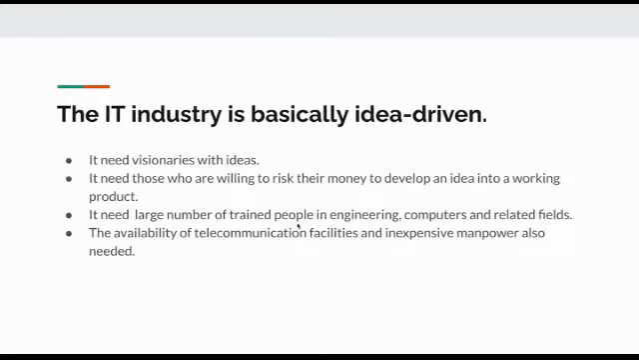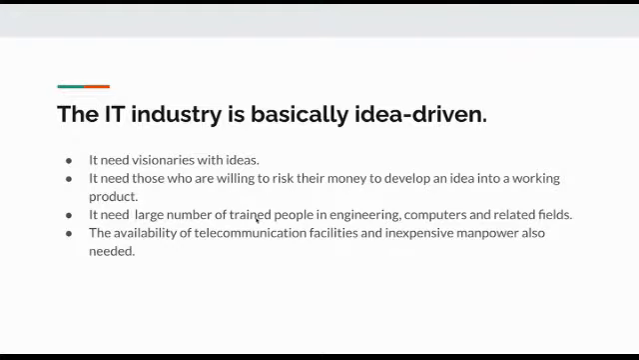In addition to this, availability of telecommunication facilities and inexpensive manpower are also needed for this IT industry. Everything related to information, and also good ideas. It needs visionaries with ideas, and those who are willing to risk their money to develop an idea into a working product. It also needs a large number of trained people in engineering, computers and related fields.